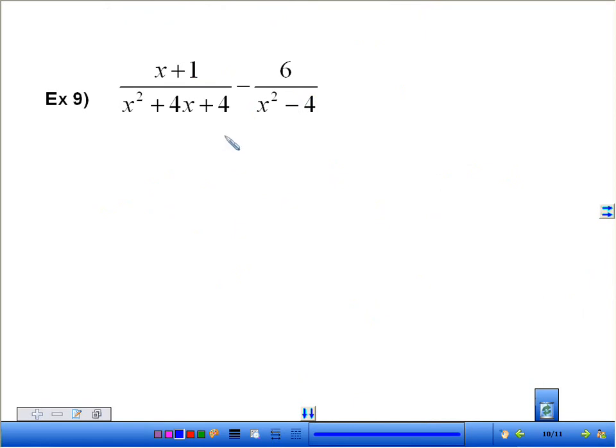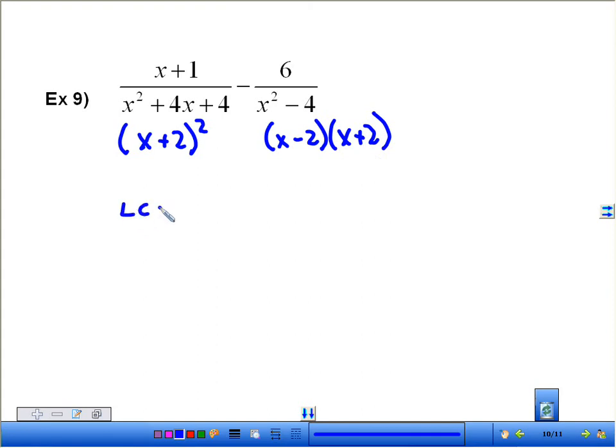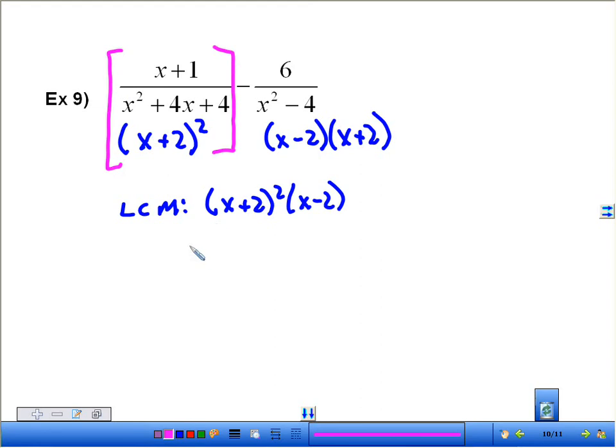I'll get you started on number 9, and then you see if you can finish it. First step, we factor the denominator. This factors with x plus 2 squared. This factors with x minus 2, x plus 2. Our LCM is, remember, we take the factor that has the highest degree, so we take x plus 2 squared times the x minus 2. And now let's deal with each expression to see how we need to change it. You do the rest of the steps by yourself, and then come back and check your answer.